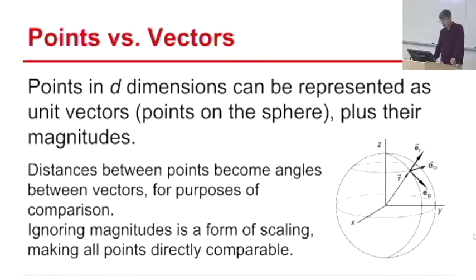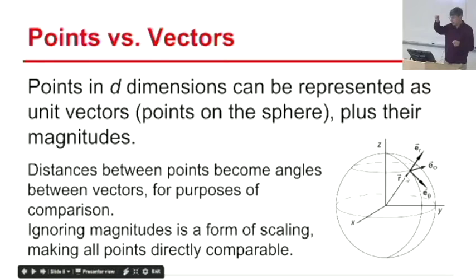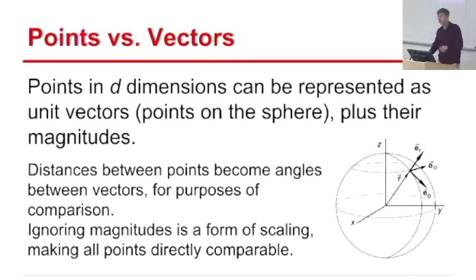Another way to think about a point is as collections of vectors and magnitudes. And sometimes ignoring the magnitudes is actually useful, because if we scale, suddenly all the points are of the same magnitude. And sometimes for certain things, we would like to treat all the objects as being the same. What really differs between them is the direction. Any questions? That should be clear.